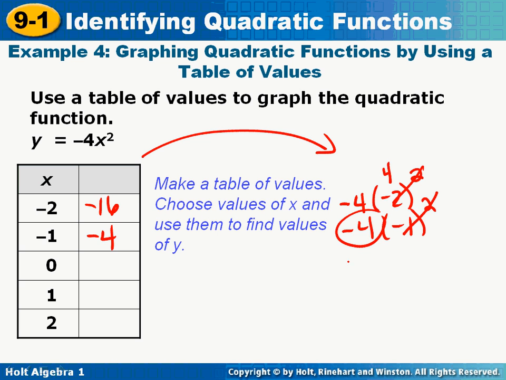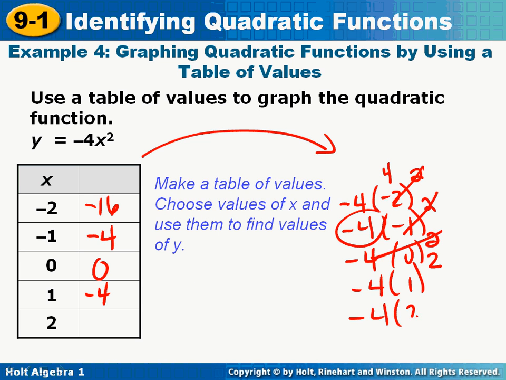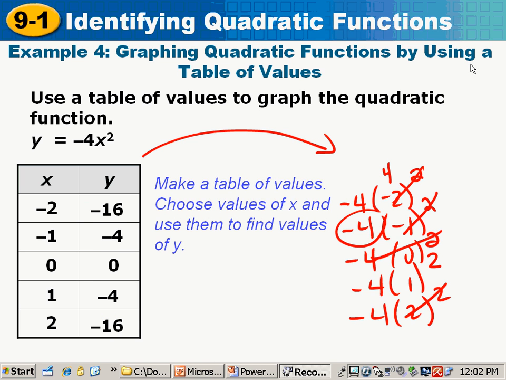When you plug in 0, you get negative 4 times 0 squared, which is 0. If you plug in a 1, it's negative 4 times 1 squared, which is negative 4. If you plug in a 2, it's negative 4 times 2 squared. 2 squared is 4, and 4 times negative 4 is negative 16. So this is the table that I got, and we're going to graph this table now.